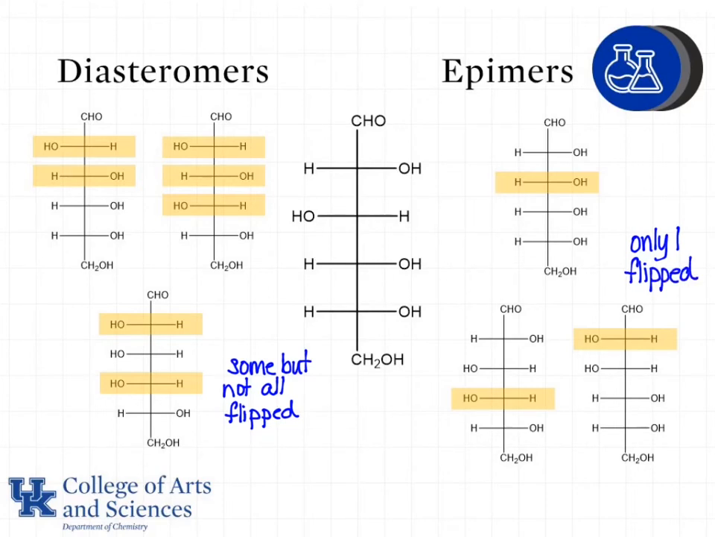Remember, these are all Fischer projections, and although we don't see it, these do represent a 3D geometry of a molecule, unlike a Lewis structure which does not explicitly show 3D geometry.